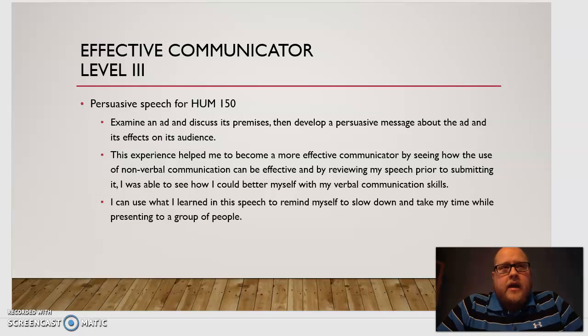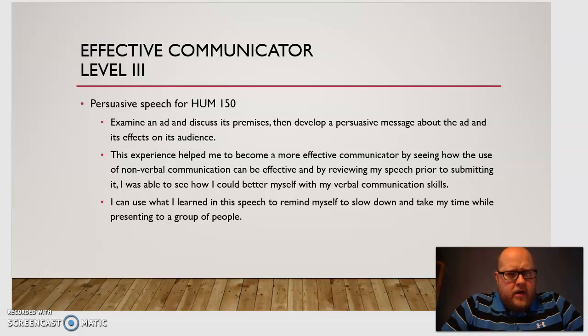With regards to that, after I did my first speech, I went through and rewatched it. I found myself speaking too fast. I was not enunciating my words correctly. Just too fast is my main thing. So by reviewing it, I was able to see how fast I was going and tell myself to slow down while I give speeches. I can use what I learned in this speech to remind myself to slow down and take my time while presenting to a group of people.